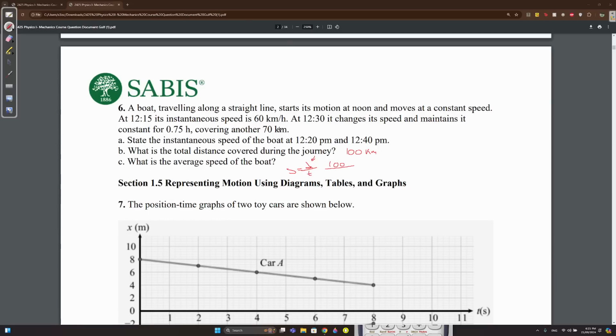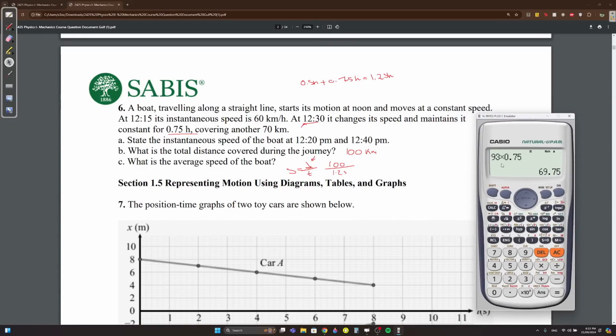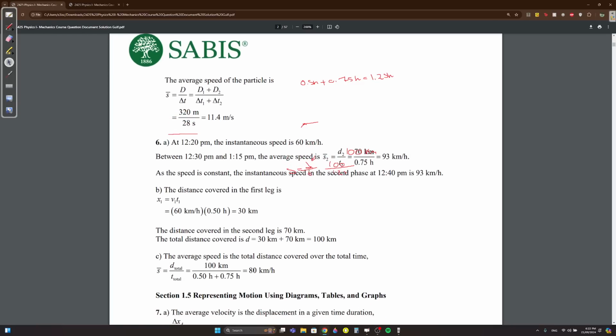How much was the time? We started at 0.5 hours, right? It was first, remember, from 12 until 12:30, 0.5 hours, plus here 0.75 hours, which is 1.25 hours. Put this in a calculator: 100 divided by 1.25, you get 80. So the average speed was 80.